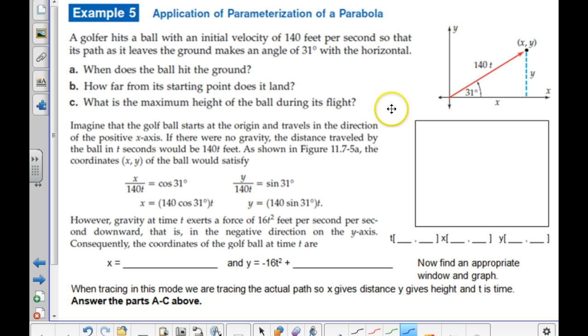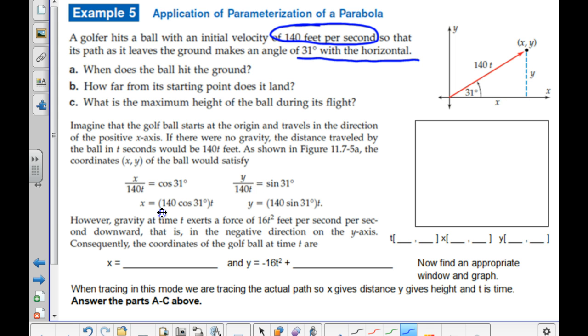So the issue here, guys, imagine this is a golf ball, hit it with an initial velocity of 140 feet per second. So the path it leaves makes a 31-degree angle with the horizon, or the horizontal line there. Imagine the golf ball starts at the origin and travels in the direction of the positive x-axis. If there is no gravity, the distance it traveled would be a function of x and y, okay?